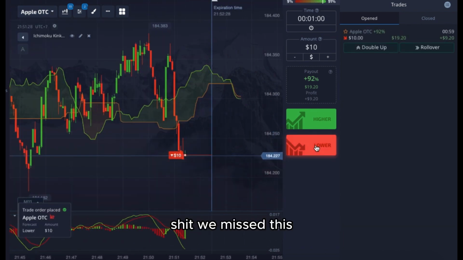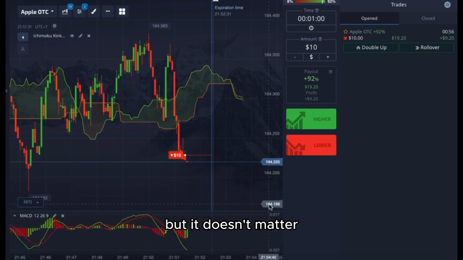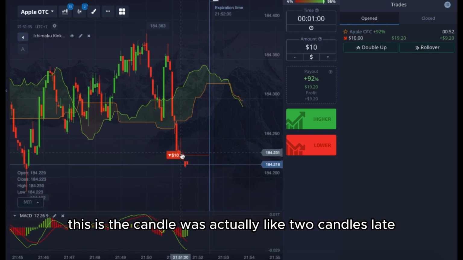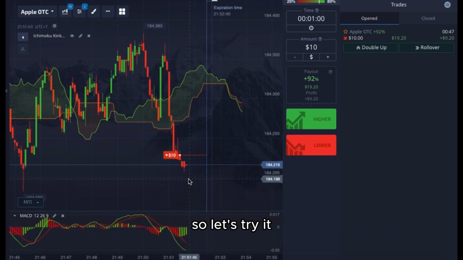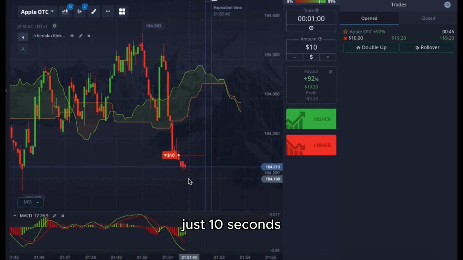Shoot, we missed this. Let's go in. We're a bit late, but it doesn't matter. Let's take it. This was the candle, but we're actually like 2 candles late. So let's try it. 2 candles, just 10 seconds.